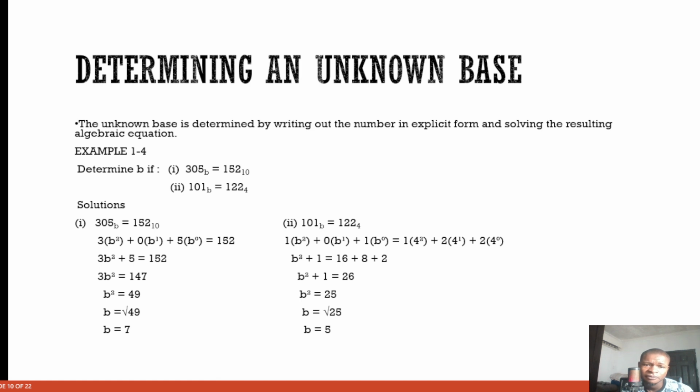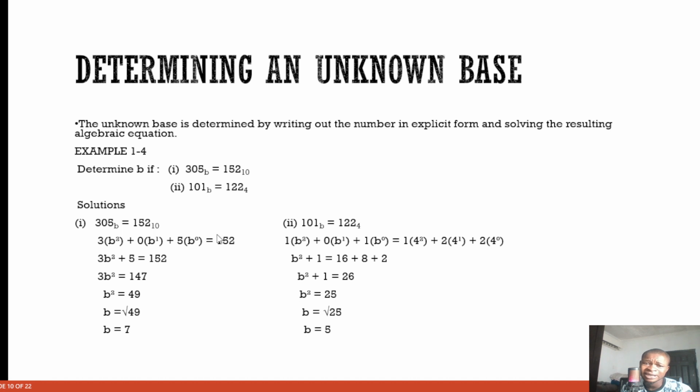We have an unknown there, in the form of base b. So we can take the first one here, and that is 305 base b equals 152 base 10. Which means that this one has already been converted to base 10. So you can see my solution. I don't bother to convert 152 to base 10 again.